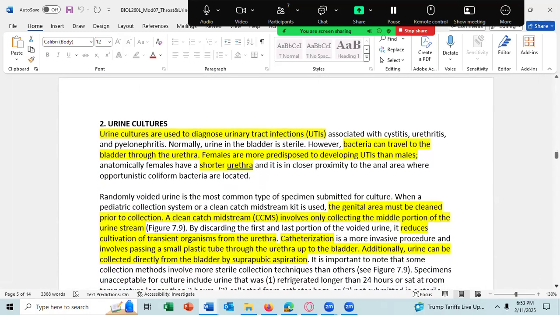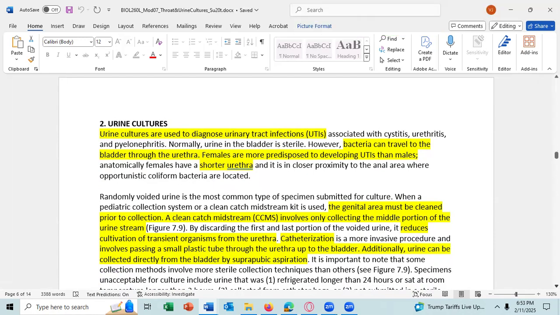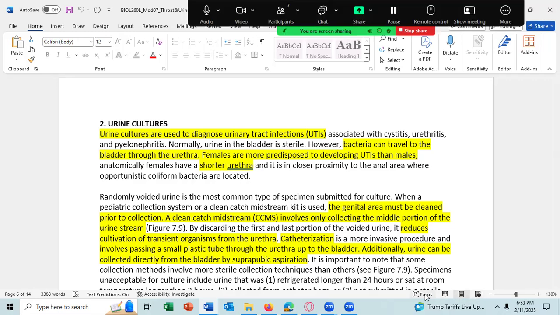All right, any question about throat cultures? If there's no questions, let's move to urine cultures. Urine cultures are used to diagnose urinary tract infections. Bacteria can travel to the bladder through the urethra. It says here that the urine in the bladder is normally sterile.